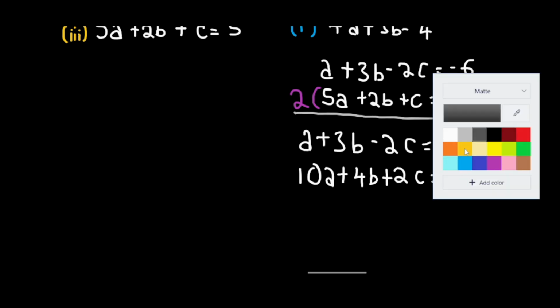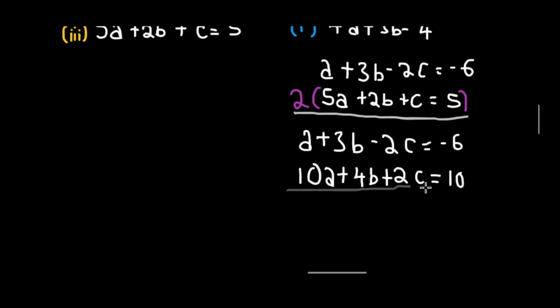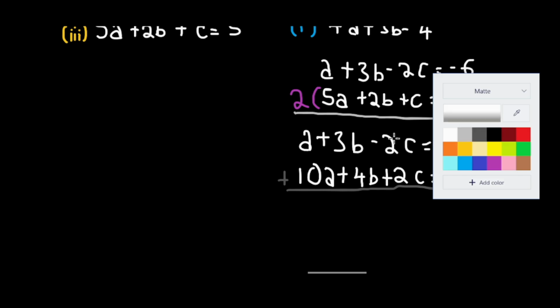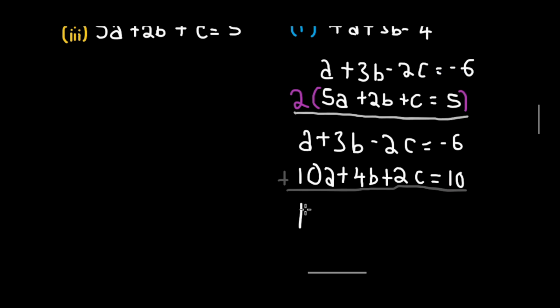Okay, and now that we are here, let me use a darker shade of gray. Now, at this point, we can add our equations, because notice that once we add our c's, they'll go to 0. So a plus 10a will just be 11a, plus 3b plus 4b, that will become a 7b. And then negative 2c plus 2c, that will be a 0. We do not indicate a 0. And then negative 6 plus 10 is obviously positive 4.